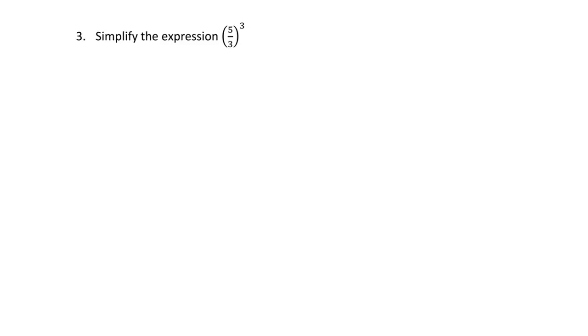Question number 3. Simplify the expression in brackets 5 over 3, power 3. Okay, so for this one, first let us expand the given expression. Then we are having 5 times 5 times 5 over 3 times 3 times 3. After calculating the value, this becomes 125 over 27. And this is going to be our answer.